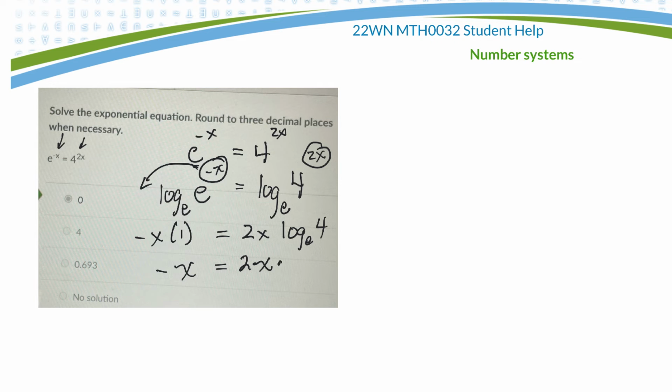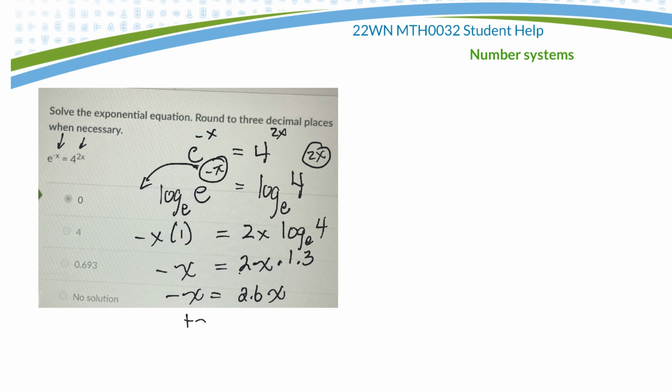I think that comes out to not 2, but 1 point something. You can do it on your calculator. I'm calling it 1.3-ish. It turns out that it doesn't matter. Okay, so 2 times 1.3 would be about 2.6x is equal to negative x.